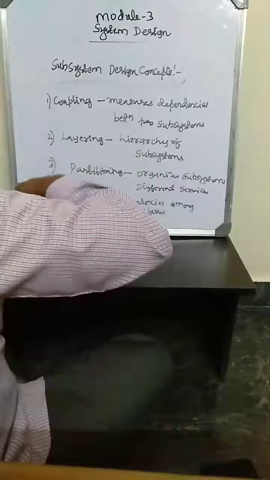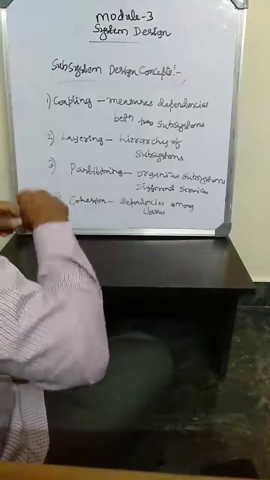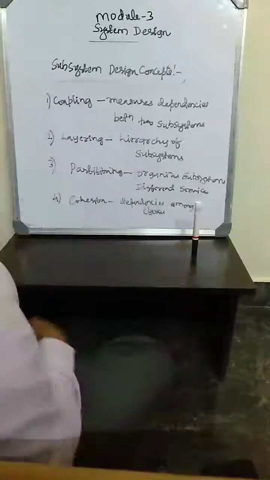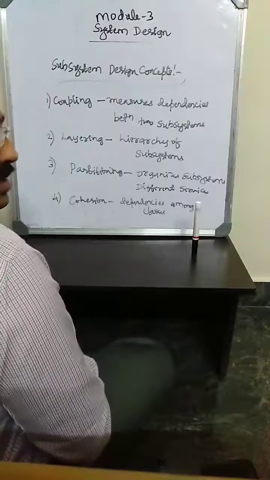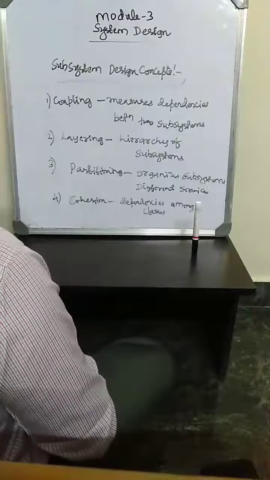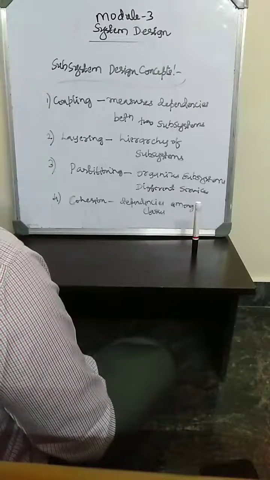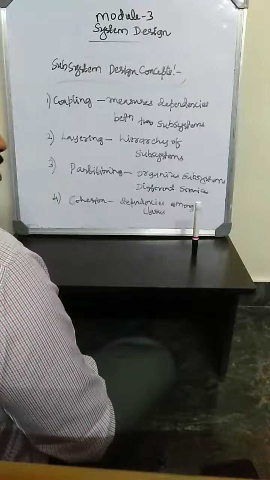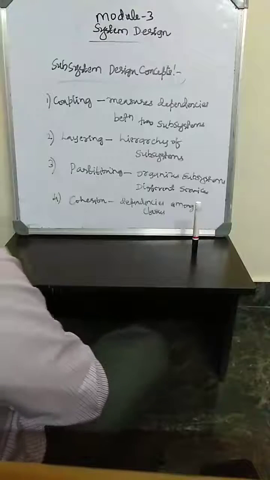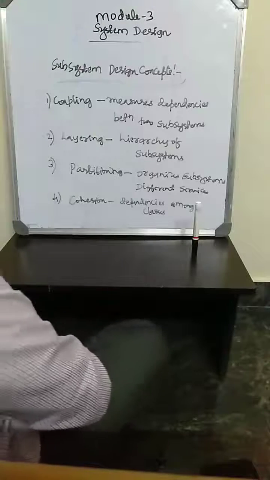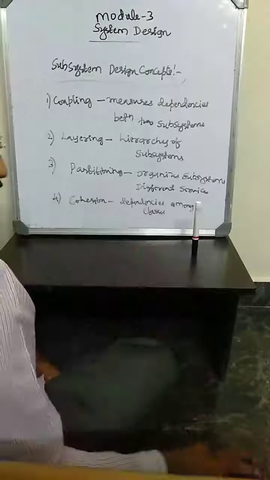So these are the main important definitions that they may ask in the examination. Define coupling. It measures the dependencies between two different subsystems. Layering is the hierarchy of subsystems. Partitioning organizes subsystems and provides different services to each other. Cohesion is the dependencies among classes.